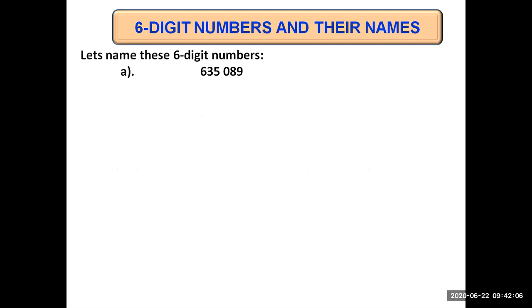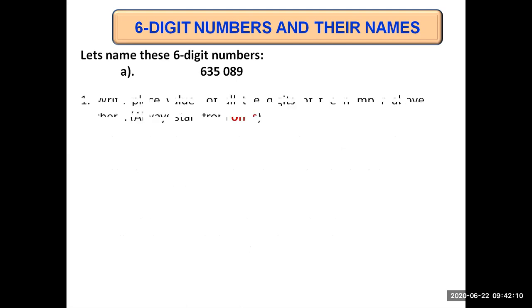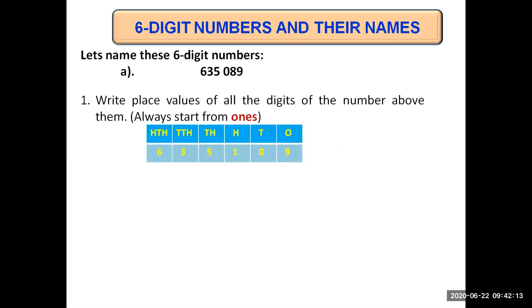All the digits in the house of thousands are to be named collectively. Let's name these 6-digit numbers. We have the number 635089 in front of us. Following the steps, write the place values of all the digits above them. Always start from ones. So we have written the place value of 9 is ones, 0 tens, 0. Why is it 0? Sorry, we have another mistake here. This was supposed to be 089. I don't know why I have written 109. Okay, 8 will be at tens place, 0 at hundreds place, and so on.